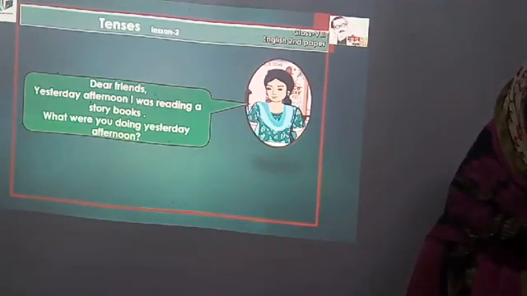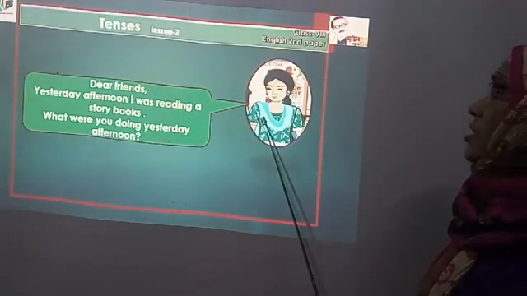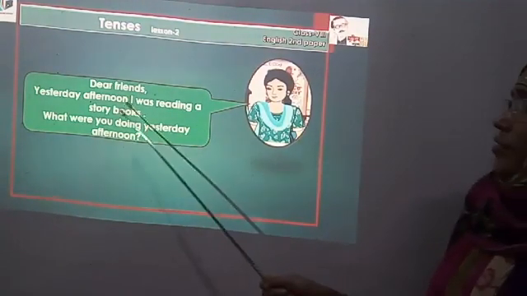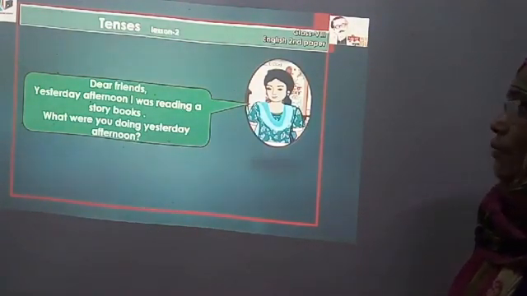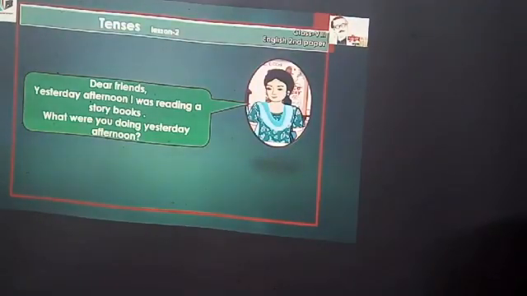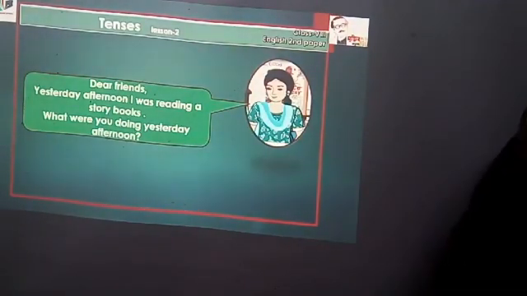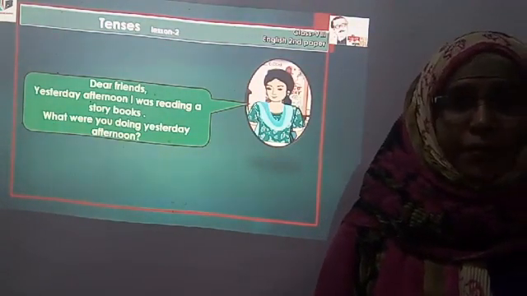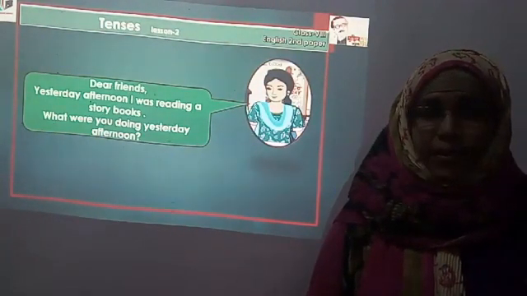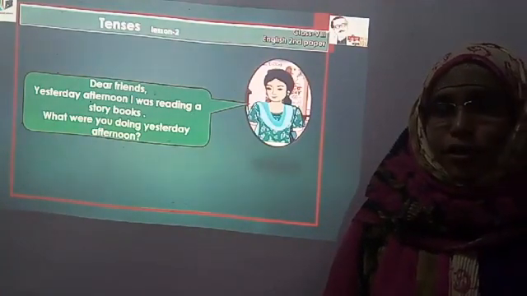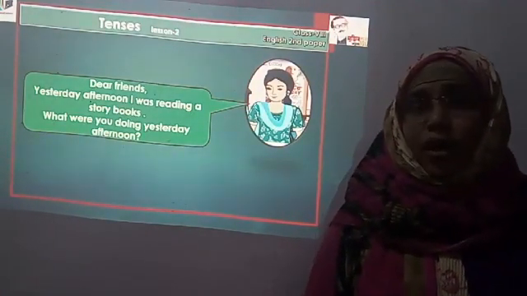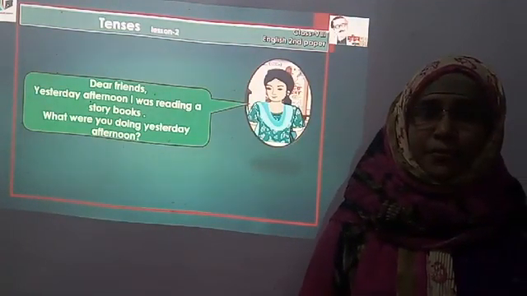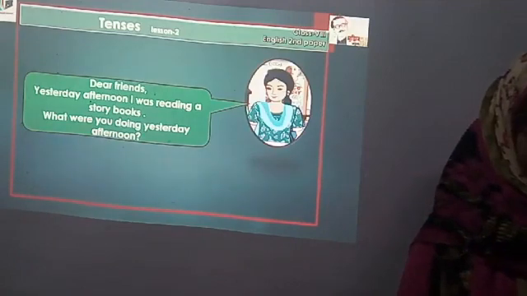Dear students, she is Mita. Mita is telling something. What is Mita telling? Dear friends, yesterday afternoon I was reading a story book. What were you doing yesterday afternoon? Mita was reading a story book yesterday afternoon. So remember, try to recall what you were doing yesterday afternoon. Can you remember?